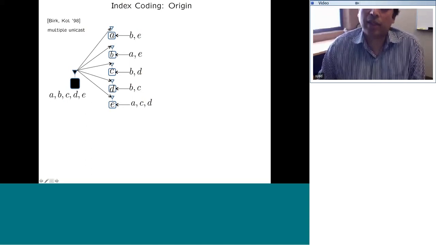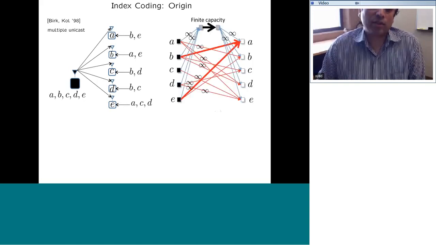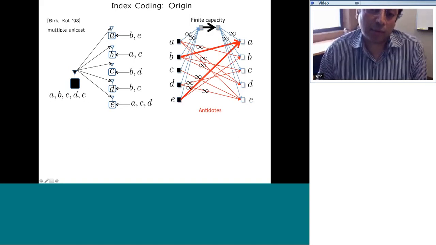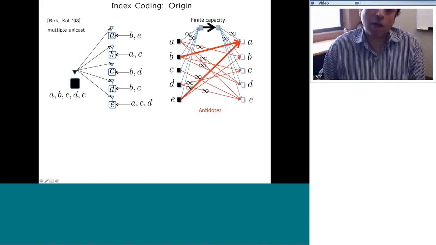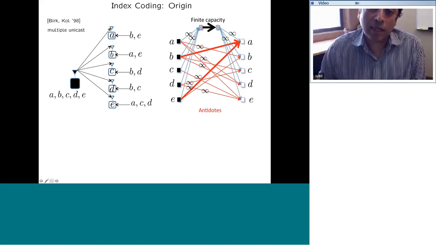Now, each receiver has prior knowledge of some of the other messages. For example, receiver A already knows B and E, and receiver B already knows A and E, and so on. So it's a broadcast channel with cognitive receivers. That's what I meant. Another representation of the same thing, as I said, these two are equivalent representations, is this form, and this is the one I will use more commonly for index coding problems. Here you see the 5 messages, A, B, C, D, and E. These are the transmitters. On the right-hand side, you have the receivers that want A, B, C, D, and E.